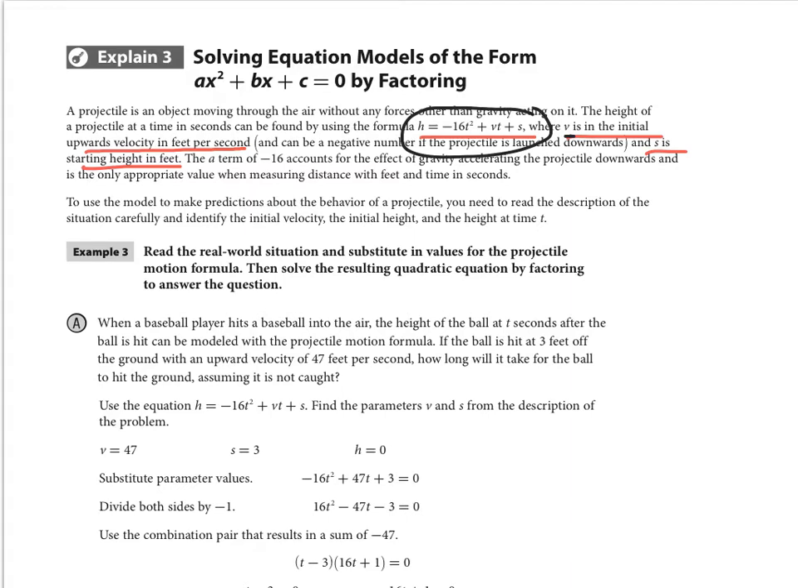So if you're going in an upward direction, it's positive. If you're going down, or in a downward direction, then it's a negative velocity because of the direction it's going in. s is whatever your starting height is. So if you start at the ground, then s is 0. If you start 15 feet up or 5 feet underground, if you're 5 feet underground, then s is negative.